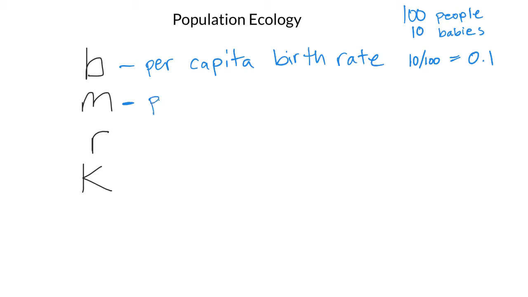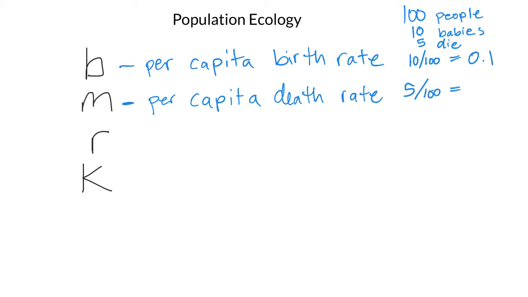Okay, M is the per capita death rate or mortality rate. Let's say there are 5 people that die. So then it's going to be 5 divided by the total, 100, 0.05. It's going to be our per capita death rate.